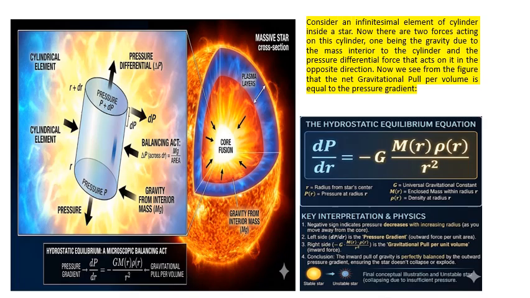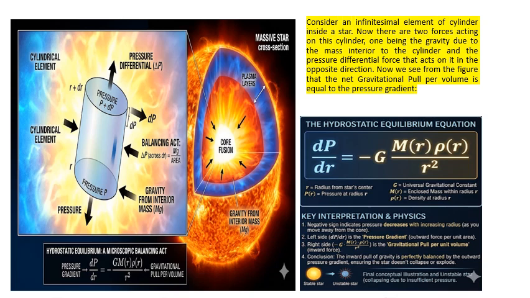By taking this cylindrical element as an example, we can see that it is stable when all the forces that act upon it are balanced out. And we see that the primary forces acting upon the cylindrical element are the pressure differential force against the gravitational force that is applied on the cylindrical element by the mass interior to it.